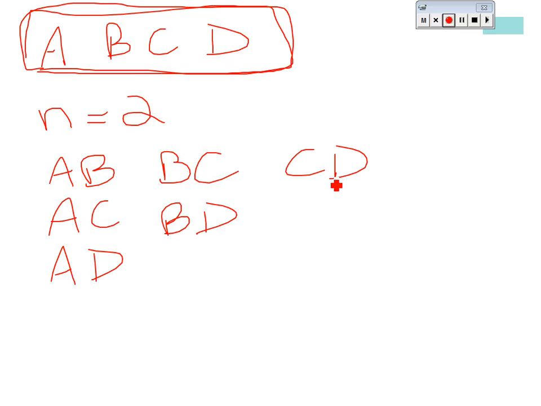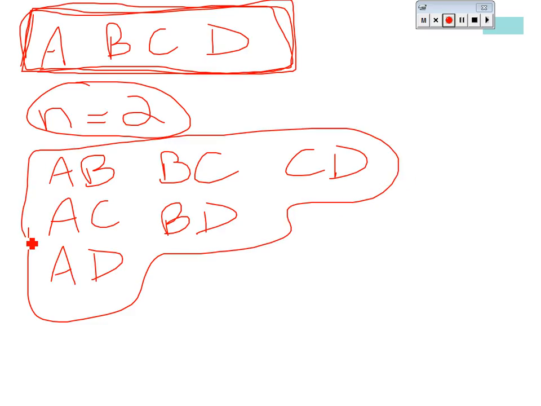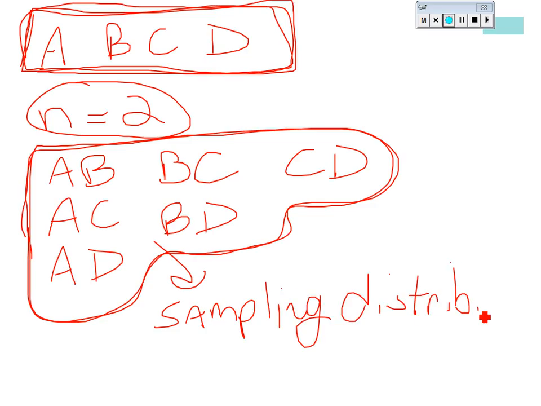So if I had a population of 4 people and I was going to choose 2 people at random, I would have a total of 6 different samples I could take from that population. The values I would get from these 6 samples are what is referred to as a sampling distribution. Basically, it's the results you would get if you took all possible samples from the population.